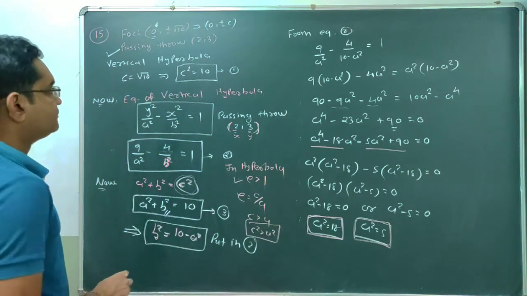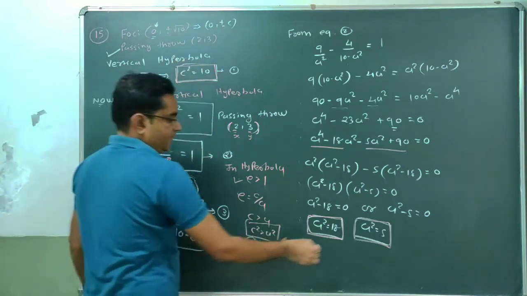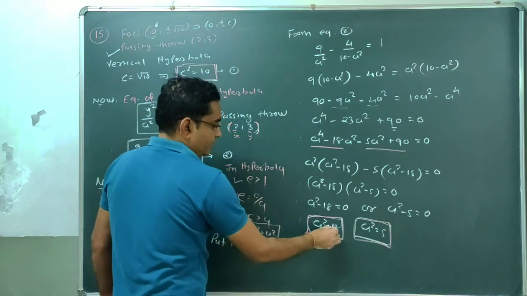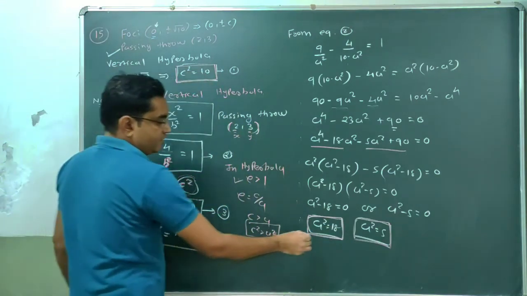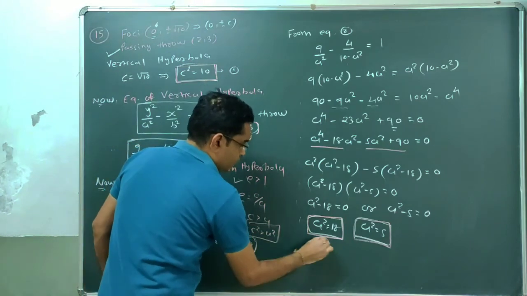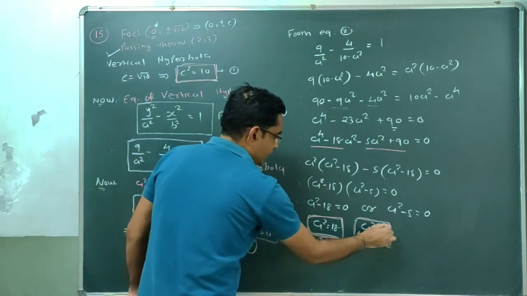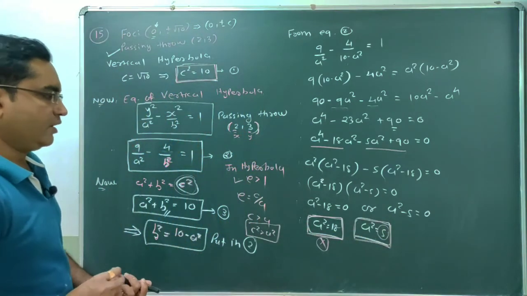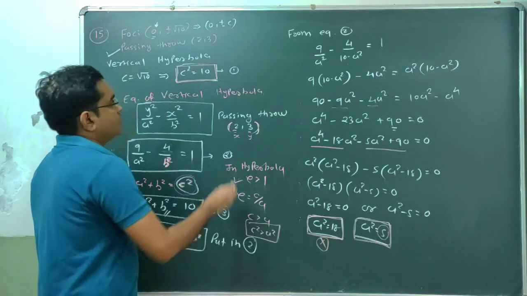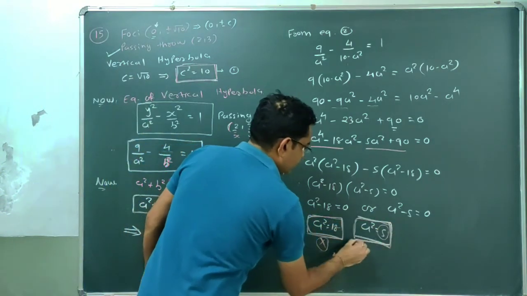What is our c square? c square is 10. That must be greater than a square. So here if we take a square equal to 18, so this c square is not greater than this a square. So this is not a possible value of a square. Only possible value of a square is 5. Done. So this is how you have to select the value of a square by using this condition. So now we are having c square equal to 10 and a square equal to 5.